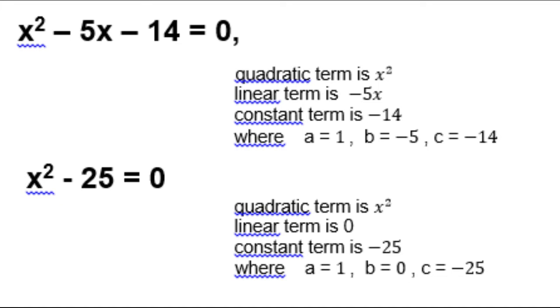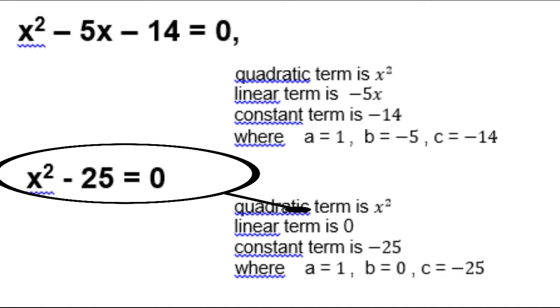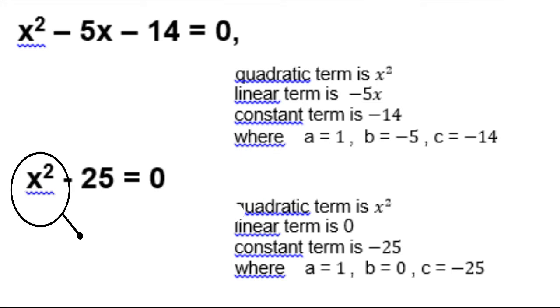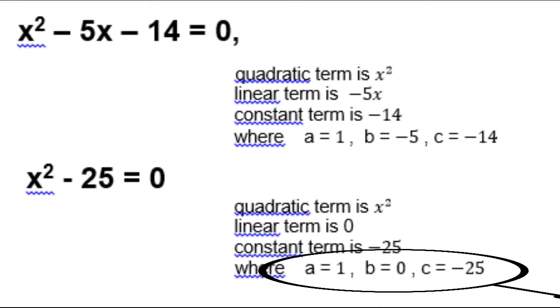Okay, our next example is x squared minus 25 is equal to 0. The quadratic term here is x squared. The linear term is 0. The constant term is negative 25, wherein the values of a, b, and c are 1, 0, and negative 25 respectively.